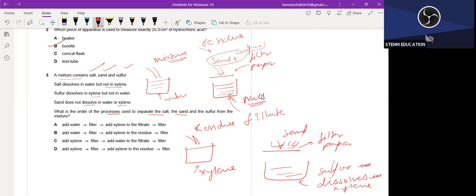So what is the order of processes? First, I will add water, then filter, then I will add xylene to the residue, and then I will filter this. So overall, the answer to this third question is C. Oh, sorry, B part.